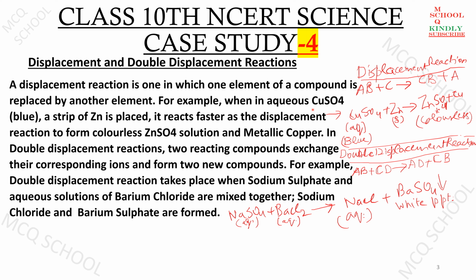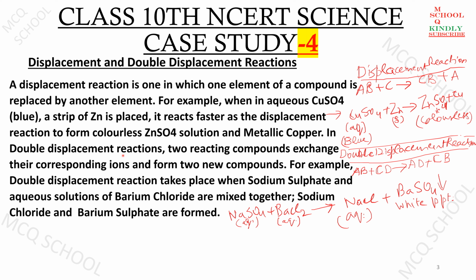For example, when a strip of zinc is placed in aqueous copper sulfate, blue color, it reacts faster as a displacement reaction, as shown. Copper sulfate, blue color, reacts with the zinc to form zinc sulfate, colorless, and copper. So in this, the blue color of copper sulfate is removed and it forms a colorless solution of zinc sulfate. So this is of the type AB plus C gives CB plus A.